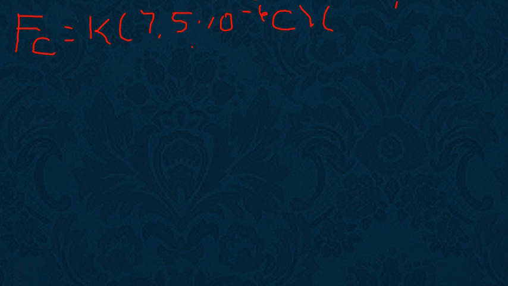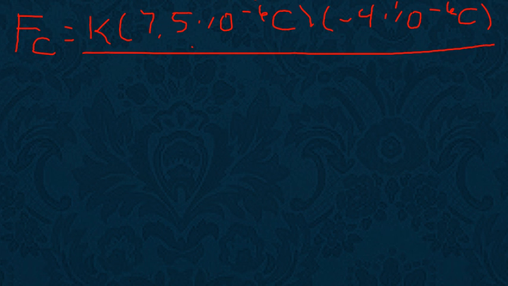Then we set up our second charge pair, which is, again, K, and the same 7.5 times 10 to the minus 6 coulomb. And this time we've got a negative 4 times 10 to the minus 6 coulomb. The distance was 15 centimeters, so 0.15 meter squared. And when we solve for the force, we will get a negative, because of this, 12 newtons.